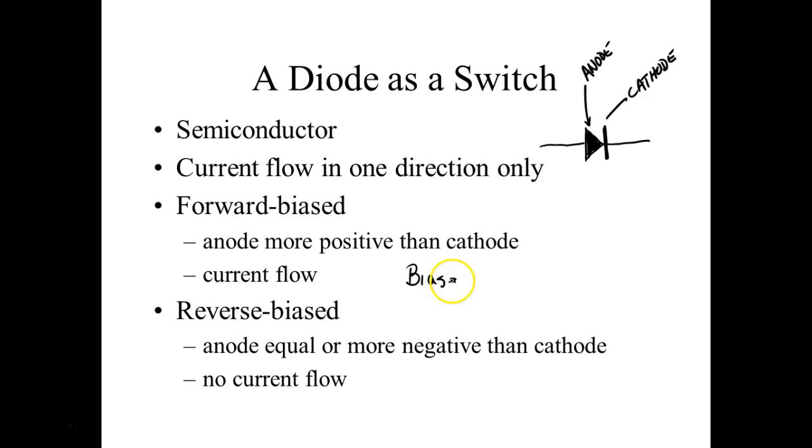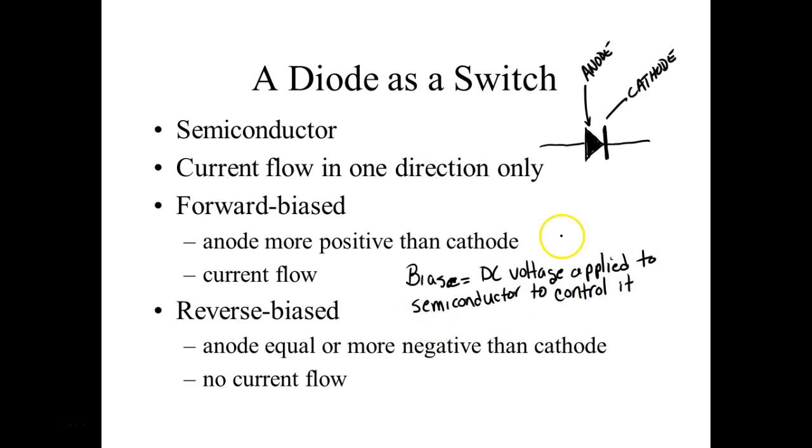Bias. Bias is a DC voltage. Now, this is in electronics, applied to a semiconductor to control its characteristics, or conduction characteristics.